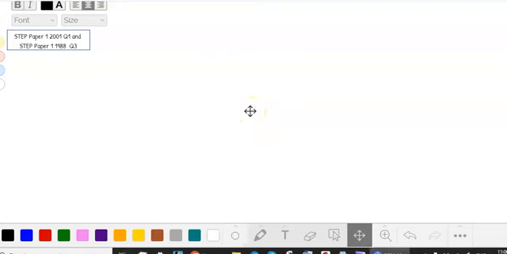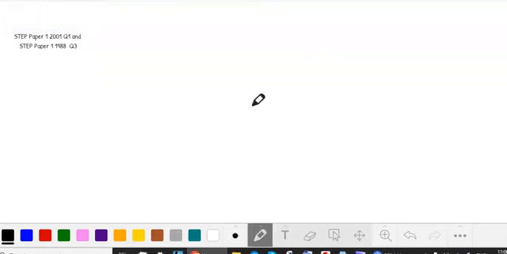Today we're going to cover STEP Paper 1 2001 Question 1 and STEP Paper 1 1988 Question 3, which are essentially the same question. In order to get to grips with this question, we have to note that one of the vertices of the triangle can be coincident with one of the vertices of the square.